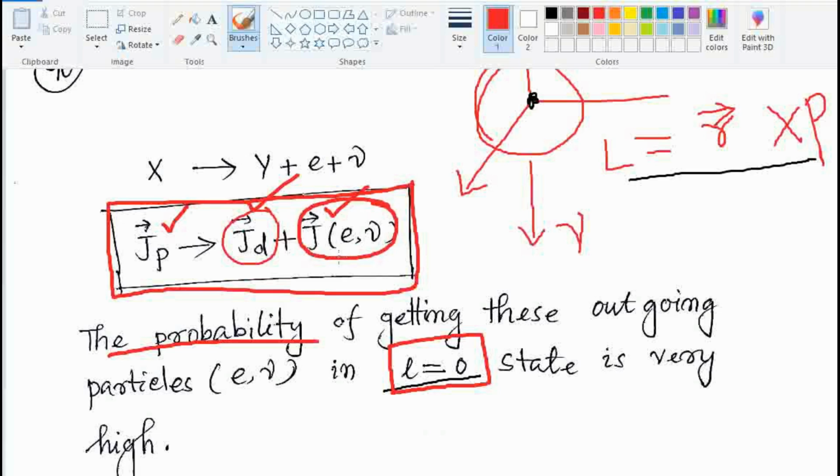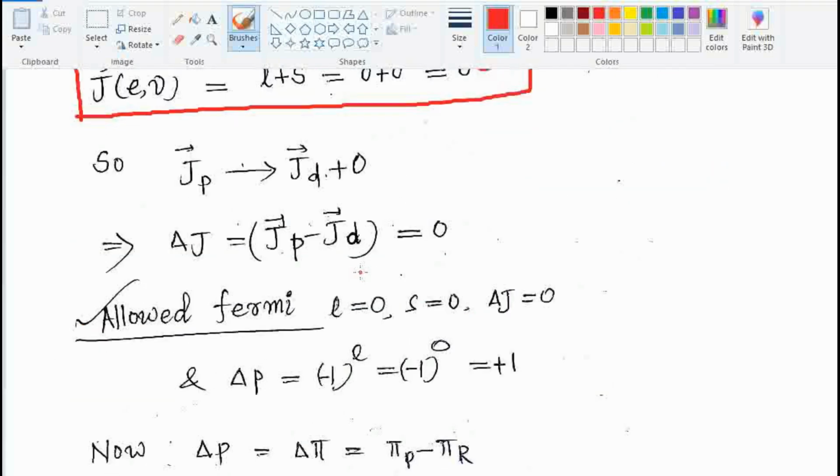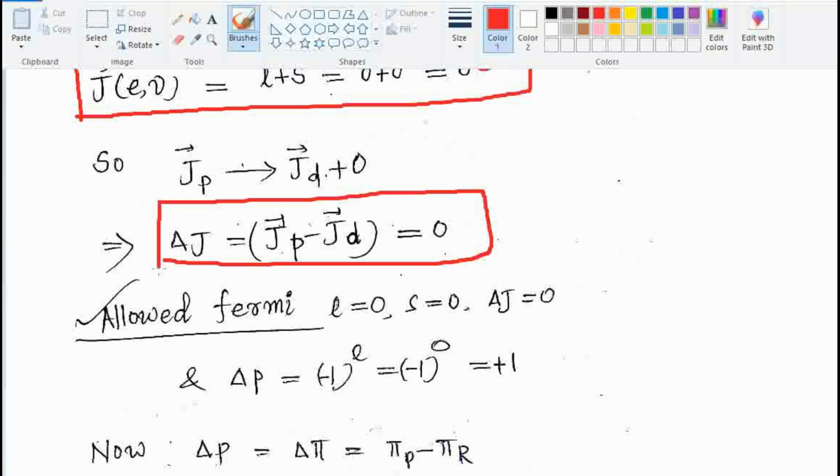If this is 0, what does it mean? The spin of the parent nucleus is equal to the spin of the daughter nucleus. Whatever spin was present before the reaction, that much spin is present after the reaction. That means there is no change in spin. This is the condition of a Fermi allowed transition: del J equal to 0.